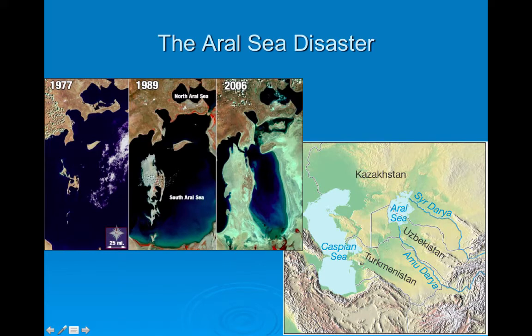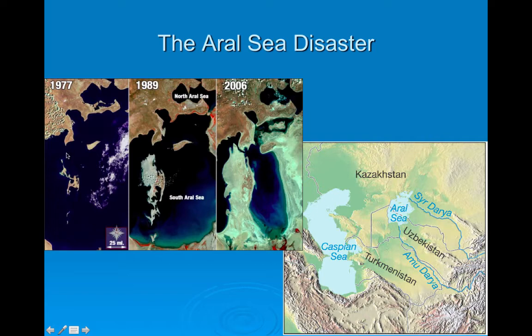So you can see where the Aral Sea is here in the picture that's in the right-hand side of the slide. And you can see the two rivers that feed into it. Both of those were essentially kept from going into the Aral Sea.